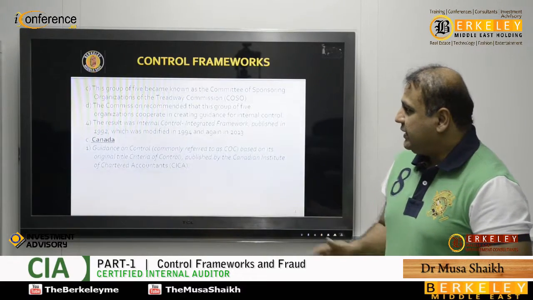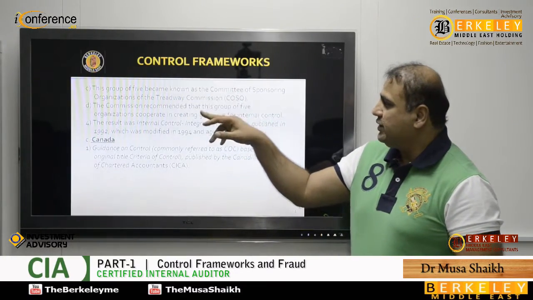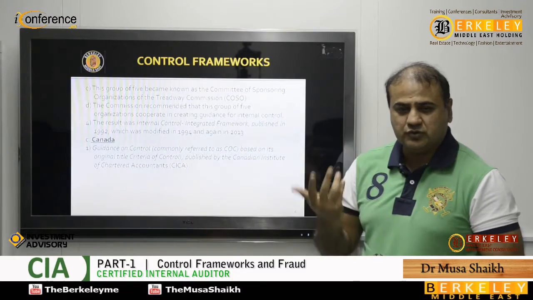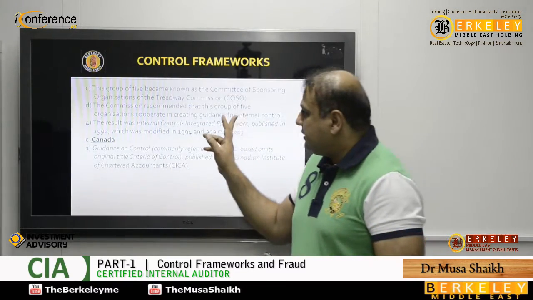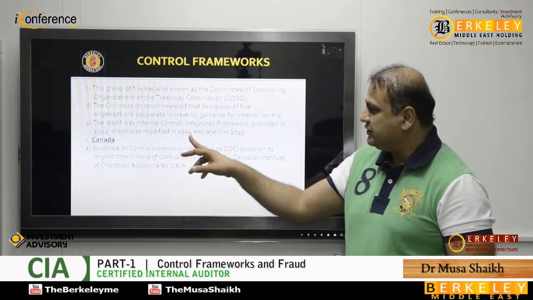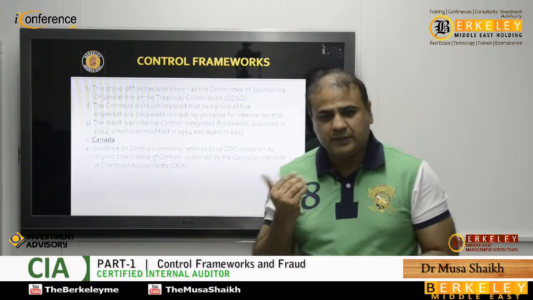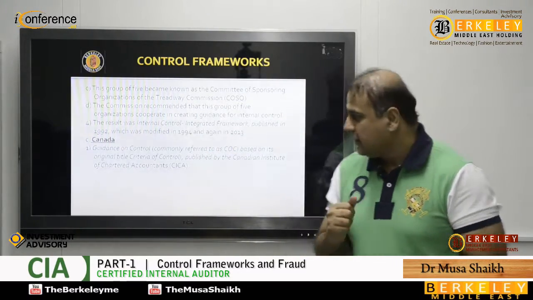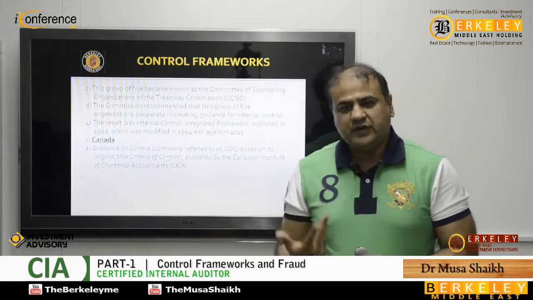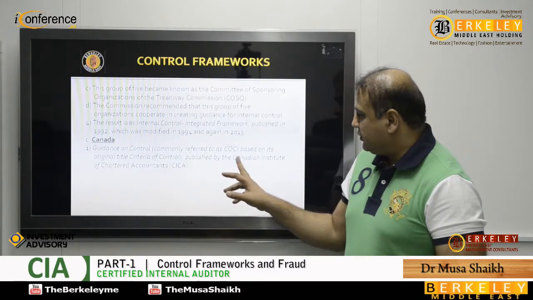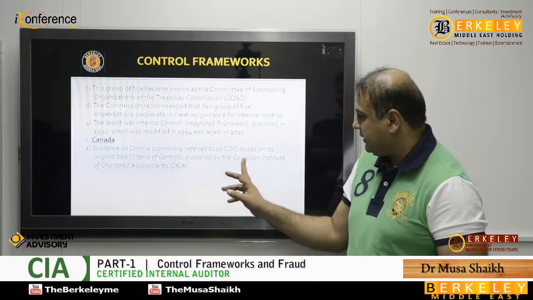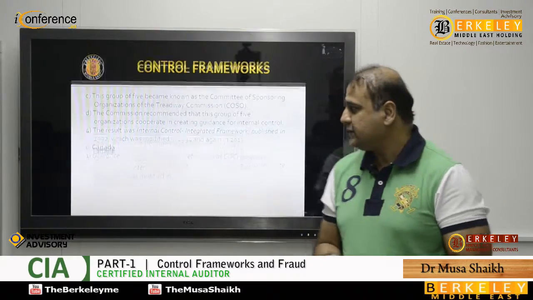This group formed the Committee of Sponsoring Organizations, and they introduced a model called the COSO framework. The result was the Internal Control Integrated Framework published in 1992, modified in 1994, and updated after Sarbanes-Oxley in 2013. In Canada, we have the Canadian Institute of Chartered Accountants. They give guidance on control called COCO, based on its original title, Criteria of Control, published by the Canadian Institute of Chartered Accountants.